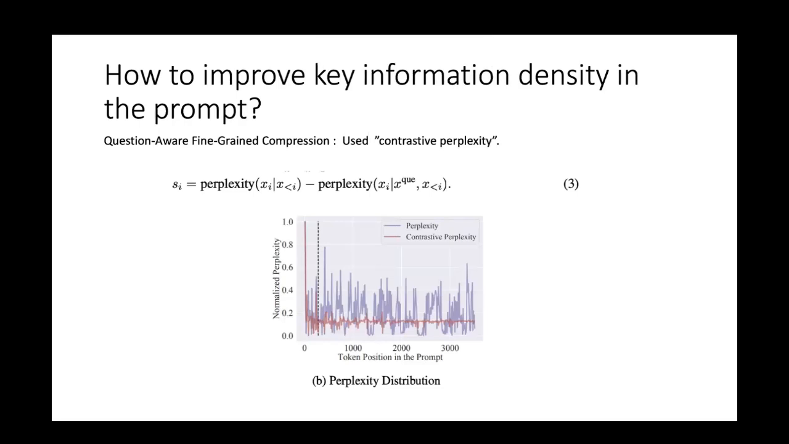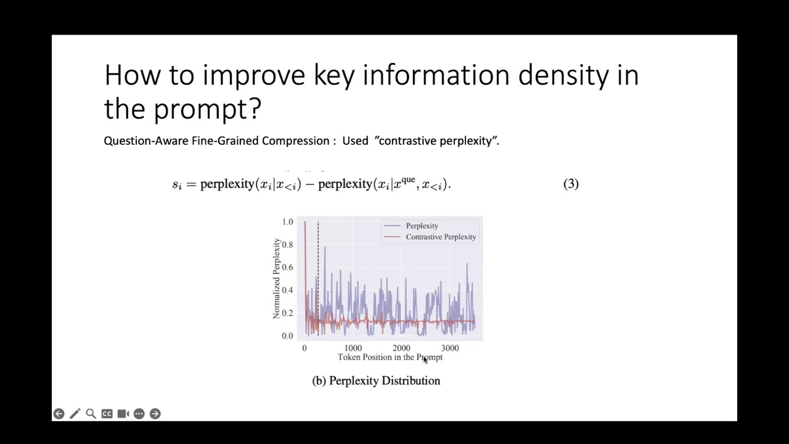And then after they have used this question-aware coarse-grained compression, they again apply the question-aware fine-grained compression. Here, it's about the importance of each token in the instruction, question, and K documents after the coarse compression. In order to do that, they have used contrastive perplexity, and as you can see with the equation itself, it's the distribution shift caused by the condition of the question, representing the association between the token and the question.